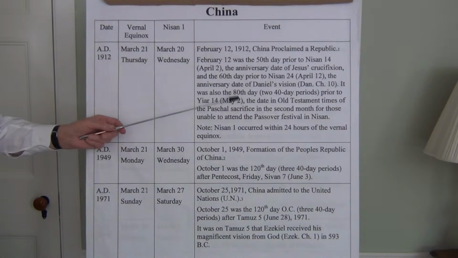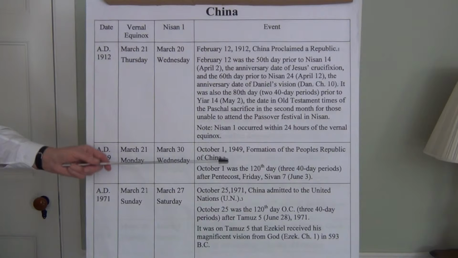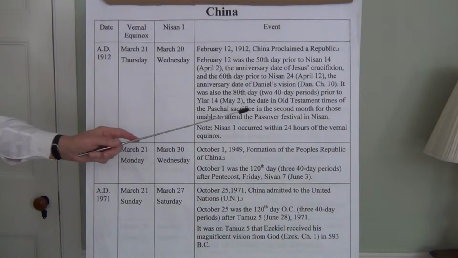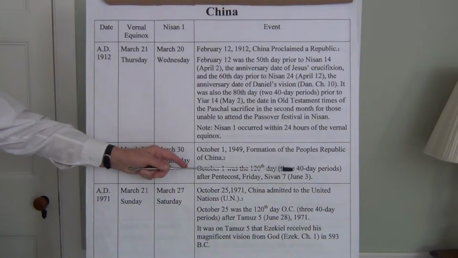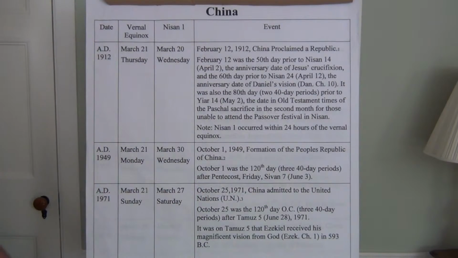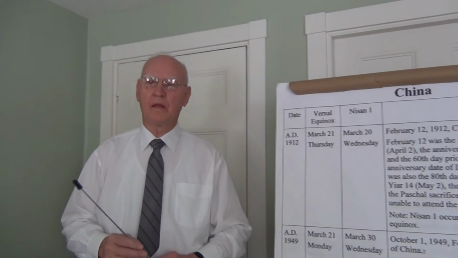Because of time constraints, I cannot discuss all of the patterns in these sections. I'm only going to zero in on the 40-day periods. 40-day period here, a 340-day period here, and another 340-day period there. There are 8 40-day periods.